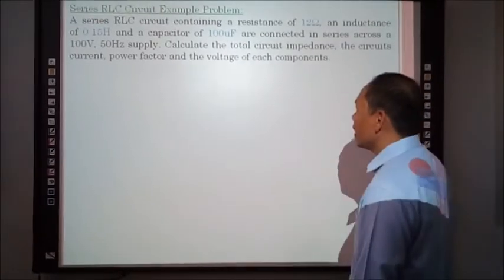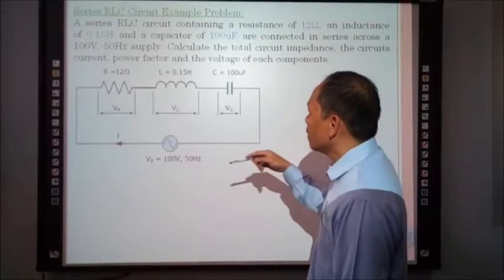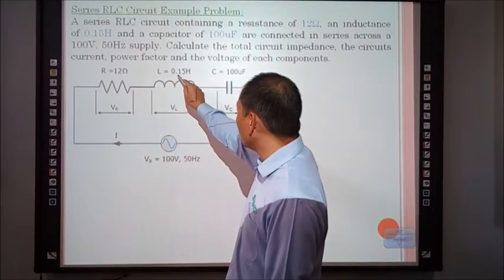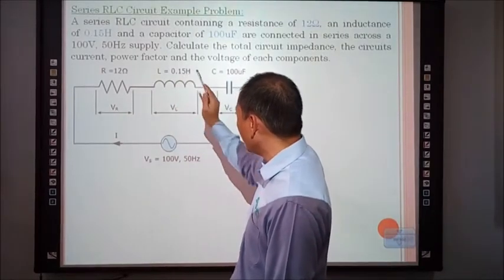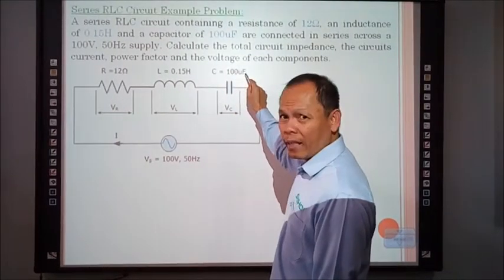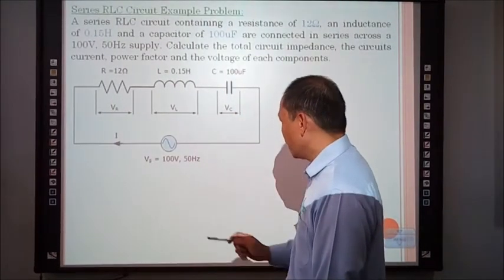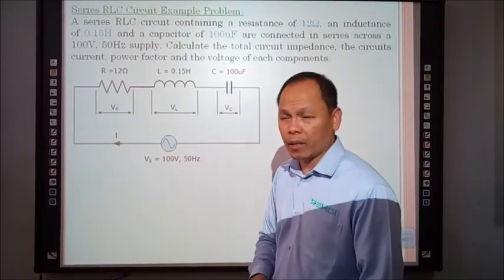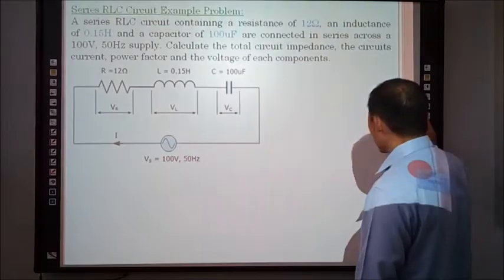Okay, so this is the circuit. So we have here R is 12 ohms, L is equal to 0.15 Henry, and the capacitance is 100 microfarad. The source voltage is 100, the frequency is 50 Hz. So let's solve.